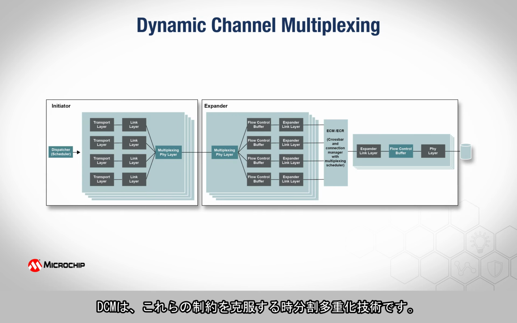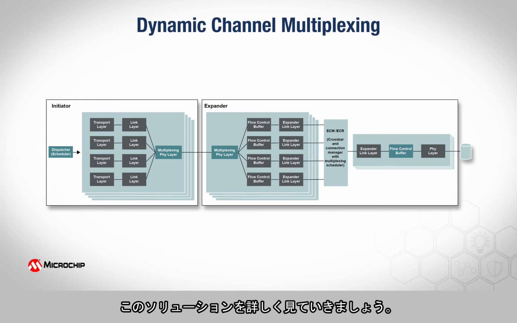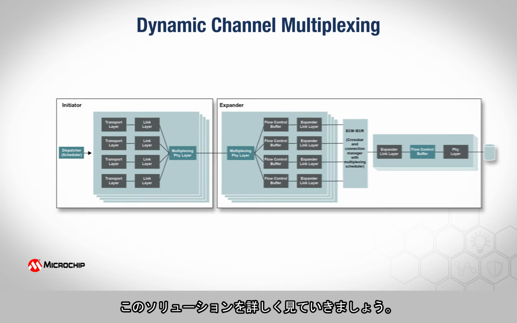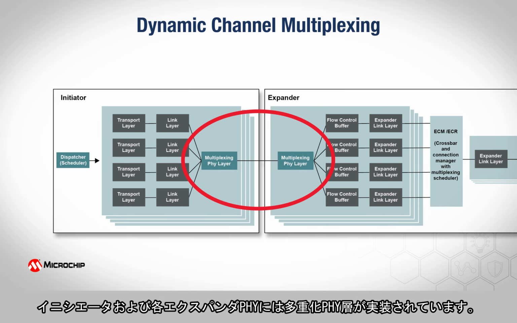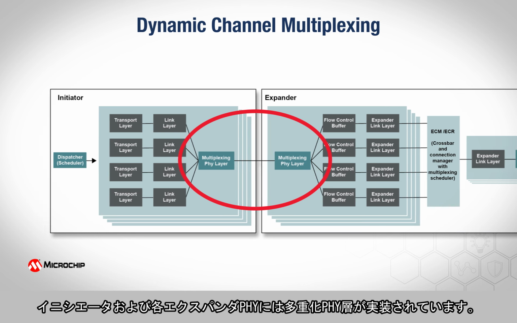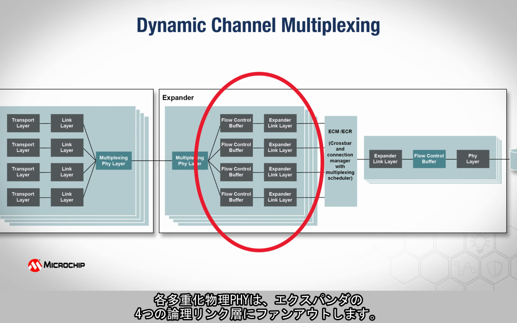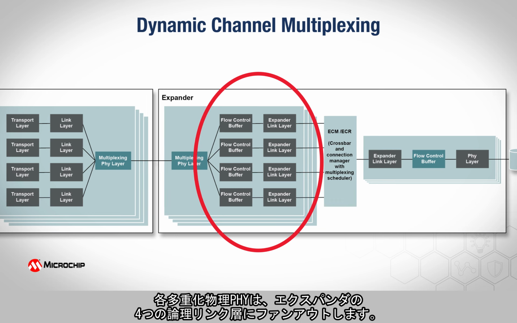DCM is a time division multiplexing technique which overcomes these limitations. Let's look at this solution in more detail. Four independent transport and link layers are implemented in the initiator for every physical PHY. A multiplexing PHY layer is implemented in the initiator and in each expander PHY. Each multiplexed physical PHY then fans out to four logical link layers in the expander.